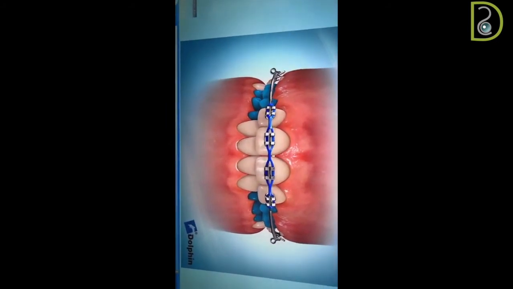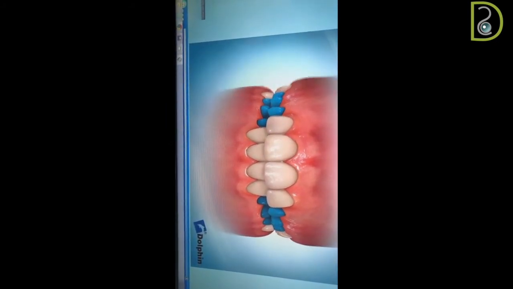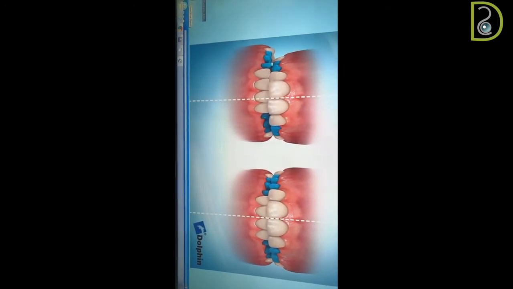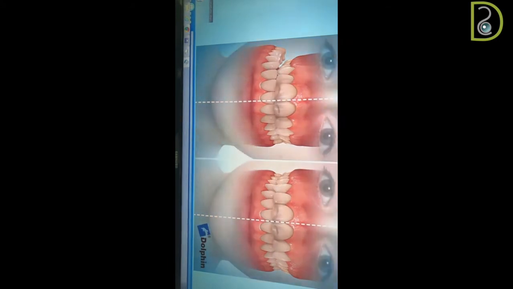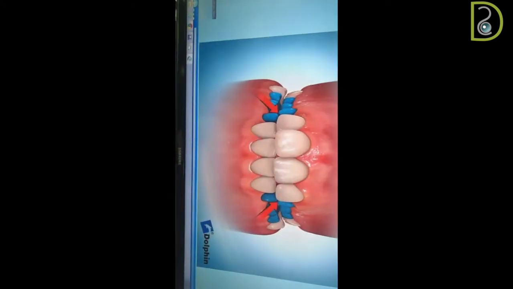So for the vertical part, the best time to do it is at the growth spurt. So like class 2 cases and the vertical cases, the best time to treat them is the growth spurt.